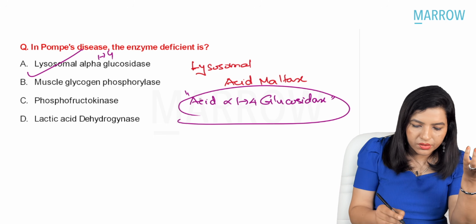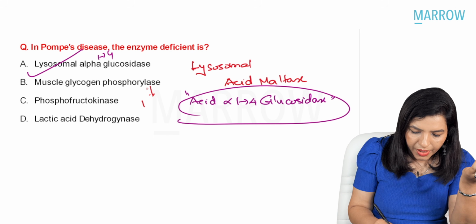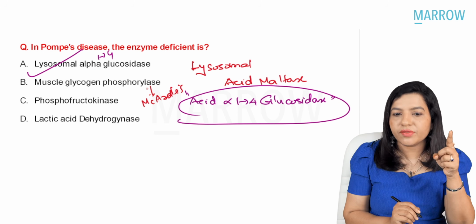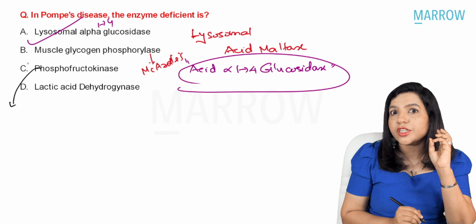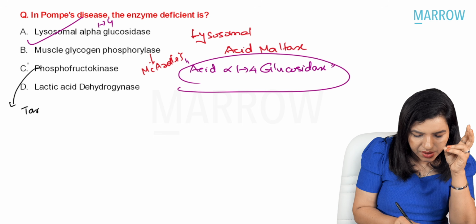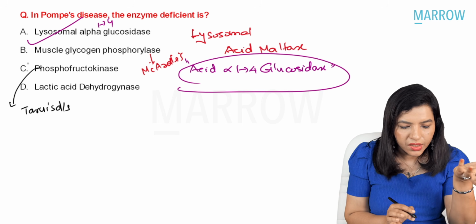What about muscle glycogen phosphorylase defect? It causes McArdle's disease, that is type 5 glycogen storage disorder. What about phosphofructokinase defect? Erythrocyte and muscle phosphofructokinase defect causes Tarui's disease. Lactate dehydrogenase defect is not associated with any disorder.